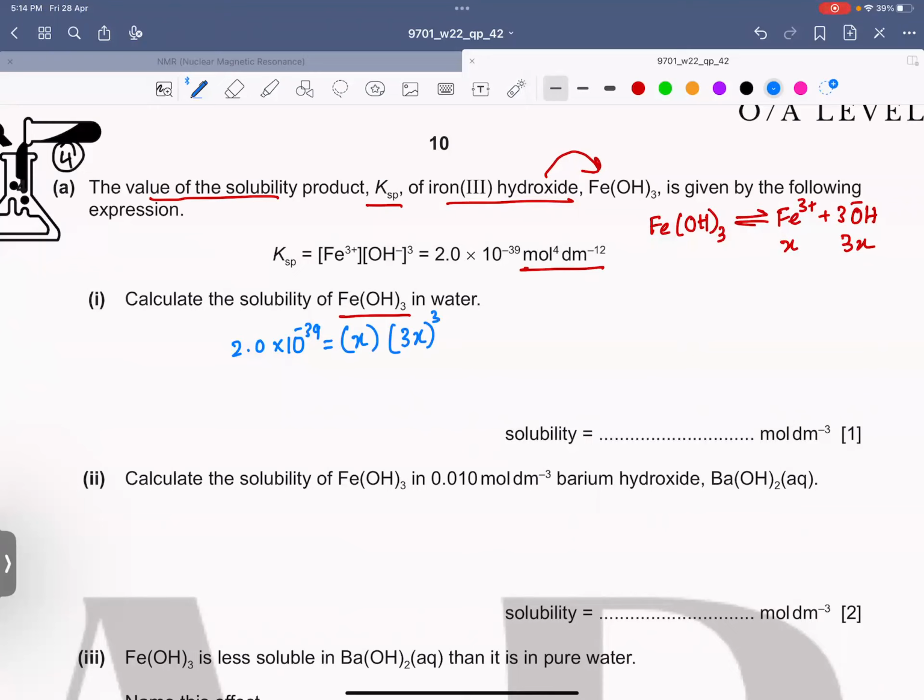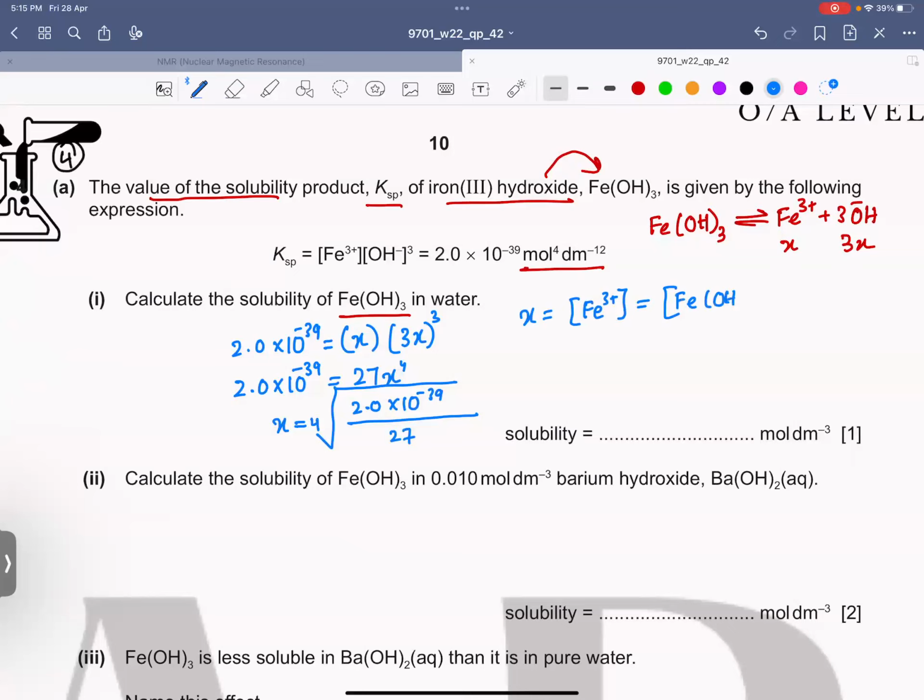Then it would become 2.0 exponent minus 39 equals, if I take the cube of 3, it becomes 27, and x cubed times x would be x raised to the power 4. So if I have to find the value of x, it would be the fourth root of 2.0 exponent minus 39 over 27. Here you will get the value of x, which is equal to the concentration of iron 3 positive ion, and that is also equal to the solubility of iron hydroxide.